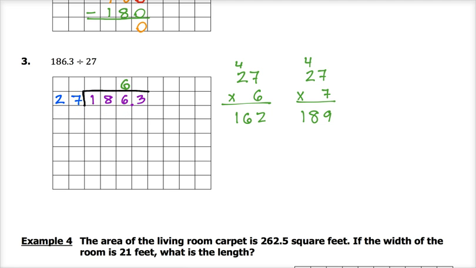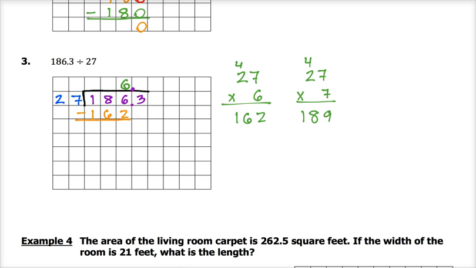I also need to, I didn't do this before, line up my decimal points and make sure I put my decimal point in my quotient. So make sure it goes straight above the decimal point in the dividend. So this is going to be 6 point something for our answer. Okay, so 6 times 27, we figured out over here that's 162.